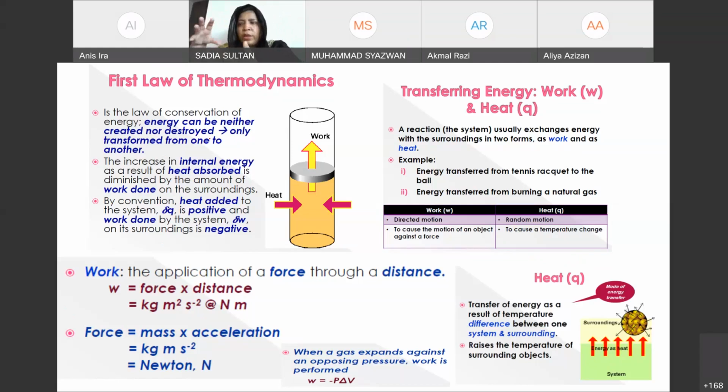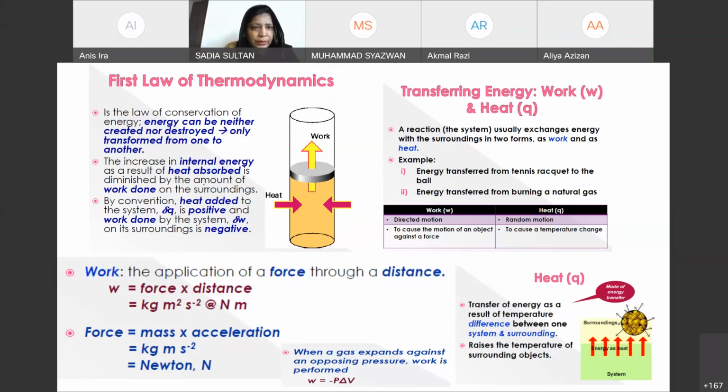Okay. For example, the heat which comes out of a hot cup of tea is not destroyed. If the cup becomes cold, it doesn't mean the heat that was inside is destroyed. No, it's transferred to the surroundings and converted into another form, right? So it is the transfer from one form to another form. The increase in internal energy as a result of heat absorbed is diminished by the amount of work done. For example, when we take some food, we have energy, right? Once we have energy, we do some work. It means the energy we take in one form converts into another form, and we do some work on the surroundings.